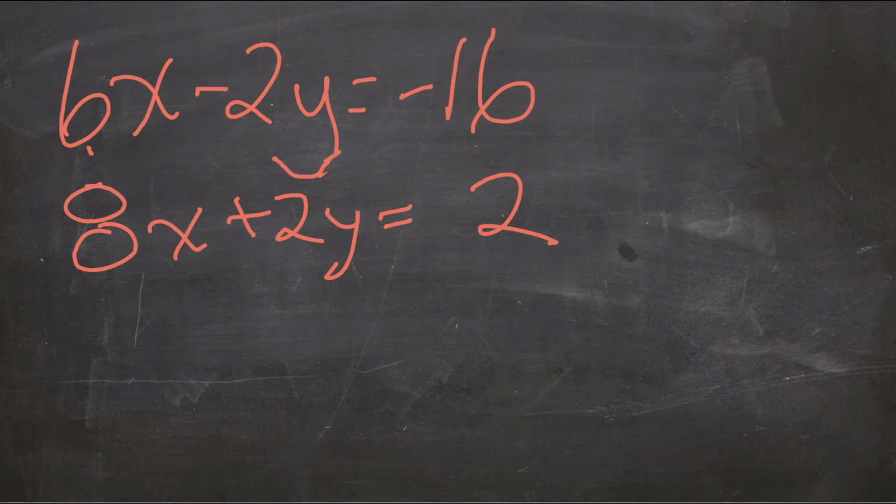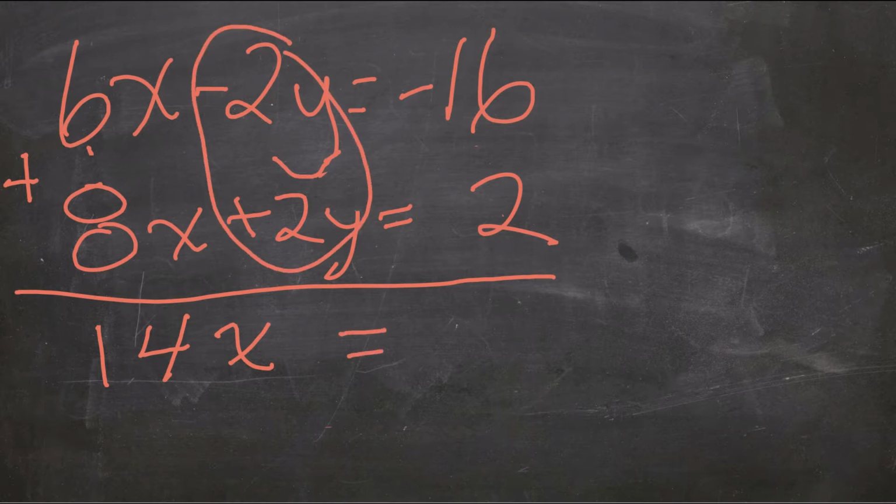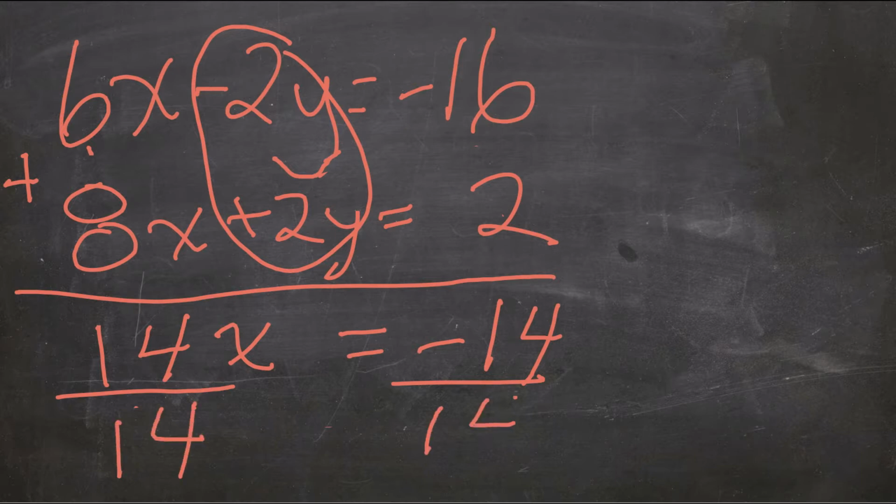Okay, so now I'm going to add the two equations together, combine them so that we eliminate the y variables. So we have 6x plus 8x, which gives us 14x. Negative 2y plus 2y, that becomes a zero pair, so we've eliminated those. Then I get negative 16 plus 2, which gives me negative 14. Dividing both sides by 14, we get x equals negative 1.